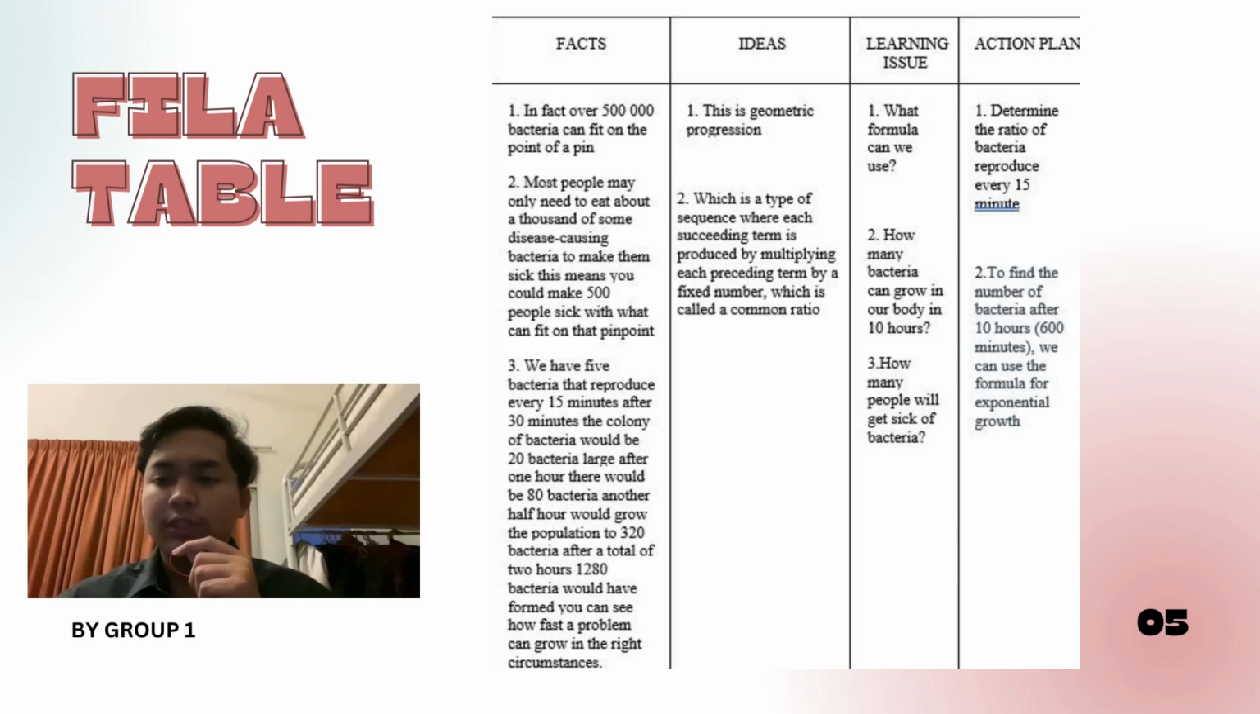For the learning issues, number 1, what formula can we use? Number 2, how many bacteria can grow in our body in 10 hours? Number 3, how many people will get sick from the bacteria? Lastly, the action plan. Number 1, determine the ratio of bacteria reproduced every 50 minutes. Number 2, to find the number of bacteria after 10 hours, equal to 600 minutes, we can use the formula for exponential growth. That's all from me.